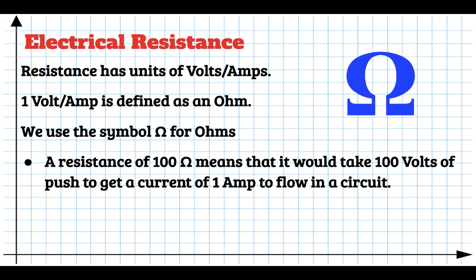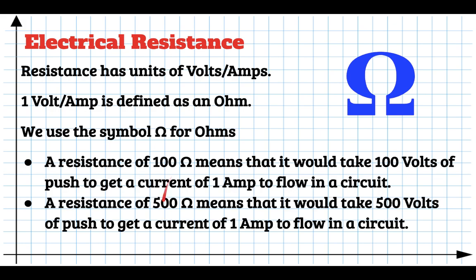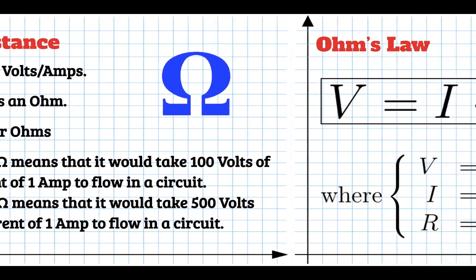to flow. If the resistance was 500 ohms, that's more resistance. That means it would take 500 volts to get an amp of current to flow. So the resistance measures the difficulty of getting the current to flow in the circuit. So you need a higher voltage to make the same current flow if the resistance is higher.